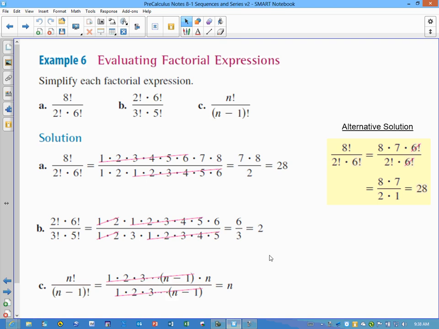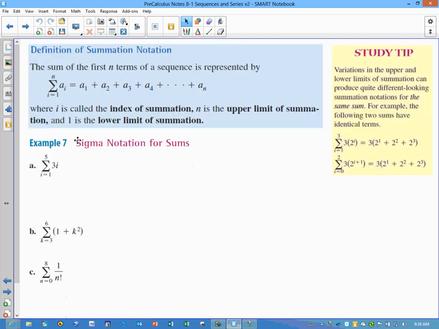Alright, so now that we have the factorials and we have our sequences, we're next going to look at summation notation. When we add the terms in a sequence, that's called a series. And here, the notation we use for these is the capital sigma. It's the Greek letter sigma.